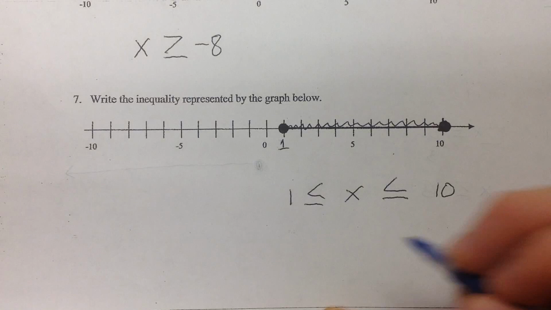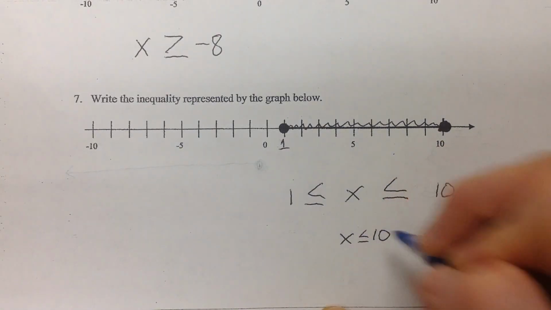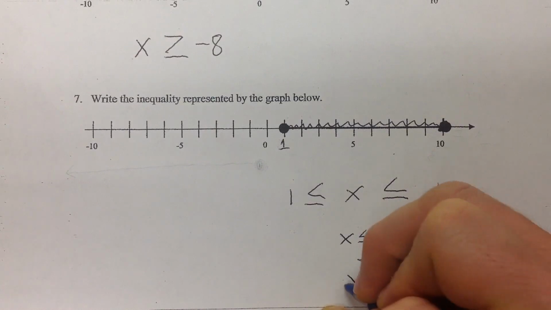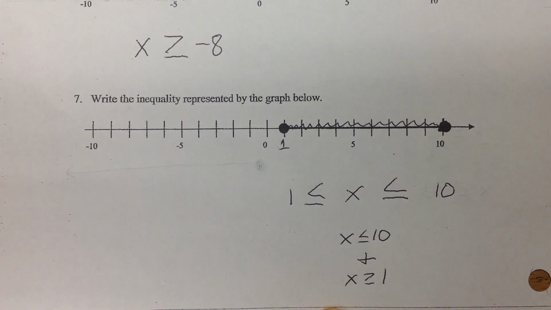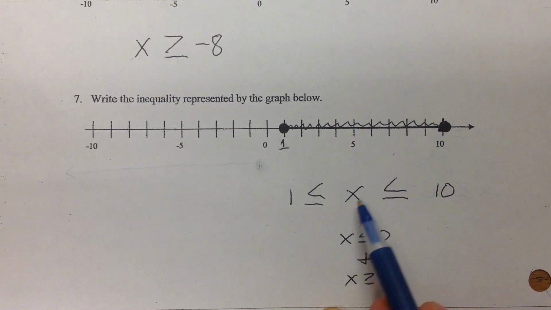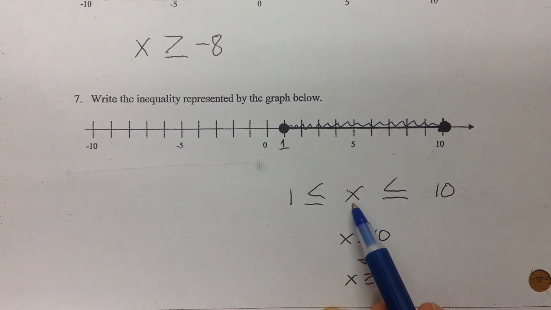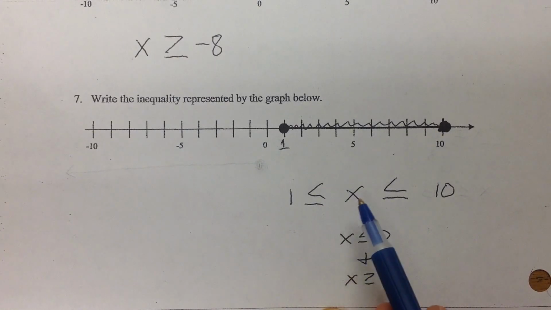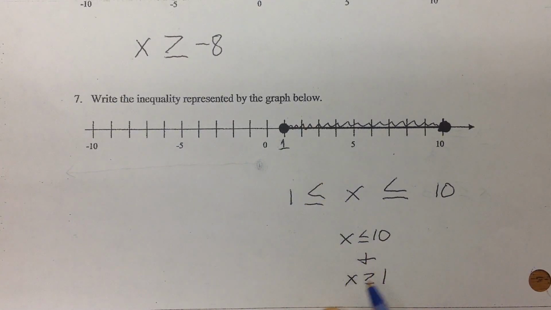This would be your final answer, but you could also just think about this as x is less than or equal to 10, and x is greater than or equal to 1. It's got to be between those two values, and that's what this is showing. X is less than or equal to 10, and then if we read this left to right, 1 is less than or equal to x, but that's the same thing as saying x is greater than or equal to 1.